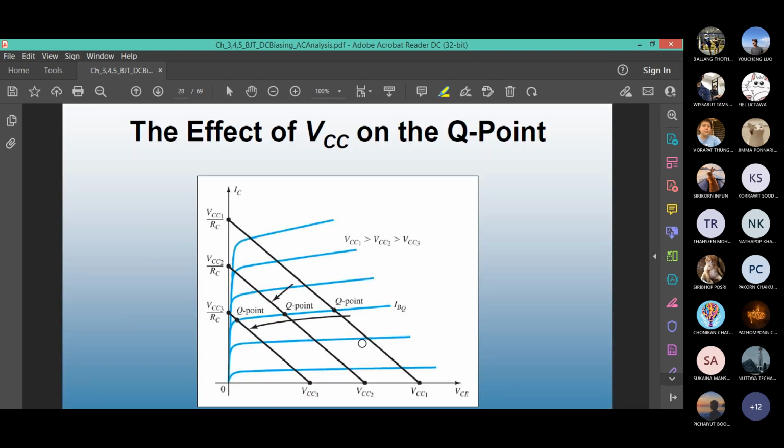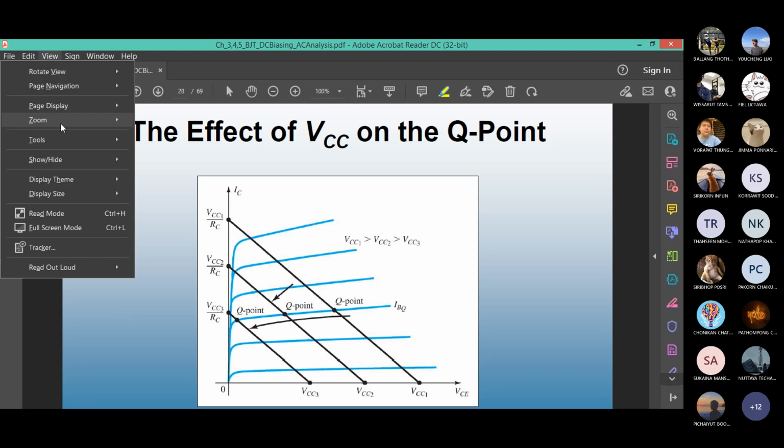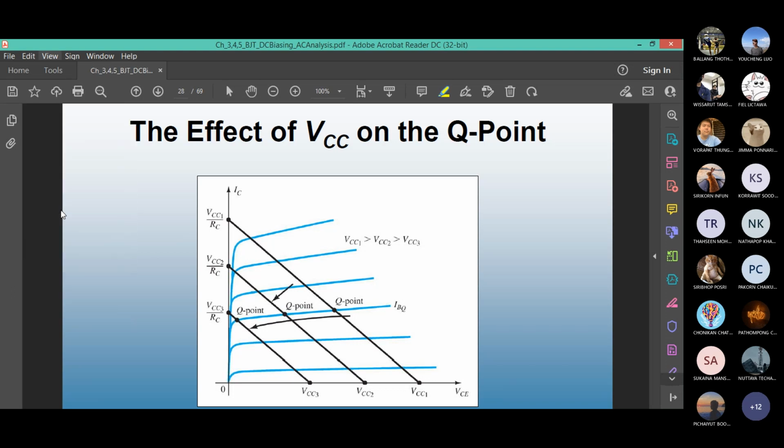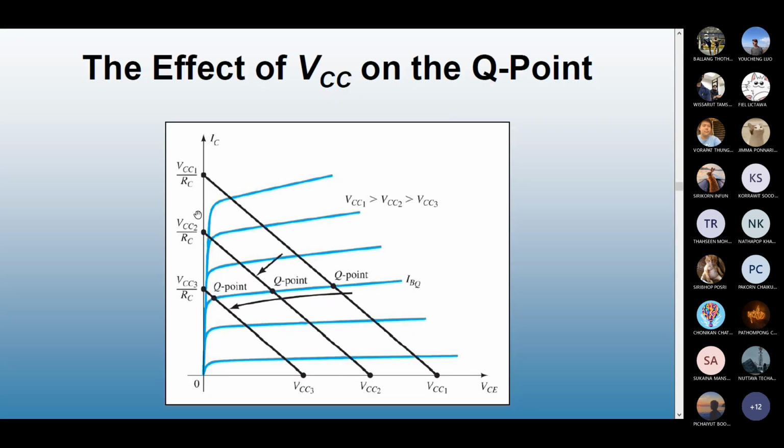What happens if you change VCC? How will it affect the Q point? We know that, let's say we have a fixed IB. This value is fixed. This is our IB. This is the line that we choose. Our first load line is here. We found that saturation current is VCC1 over RC.